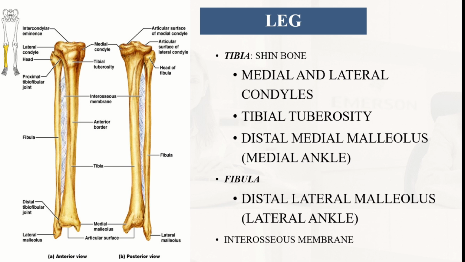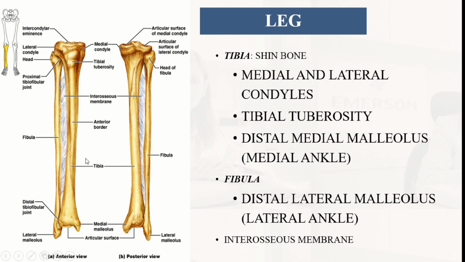Then the distal lateral malleolus, which is the lateral ankle, is from the fibula. Okay, so we can make progress. Then apart from that, it also has the interosseous membrane.